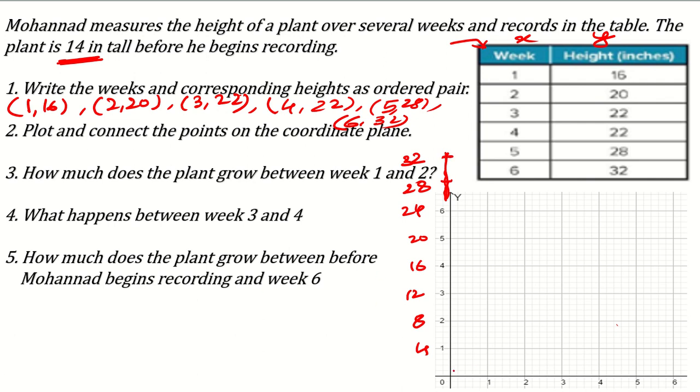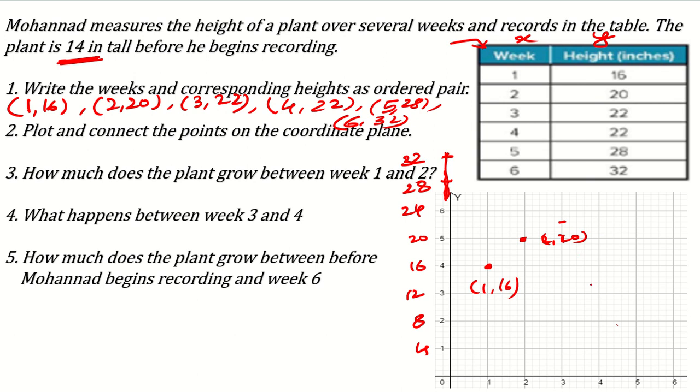One is 16. So (1, 16) means it will come up to here. Now (2, 20), so 2 here and 20 where, this goes here. Okay, now it will go up, so I'm writing here (1, 16) and (2, 20) up, (3, 22). So 3 and 22 means somewhere in between here. So this is (3, 22) and then (4, 22). So there is no change in the 4.